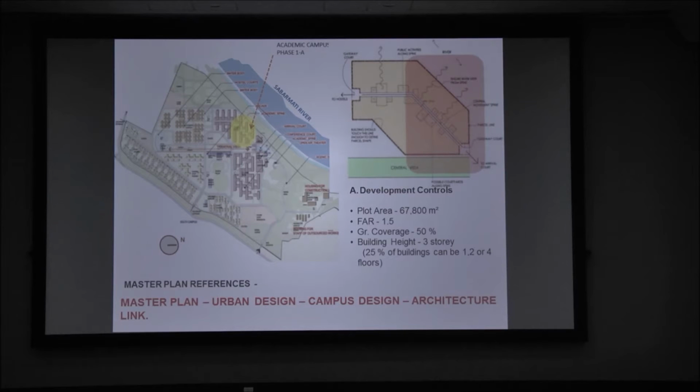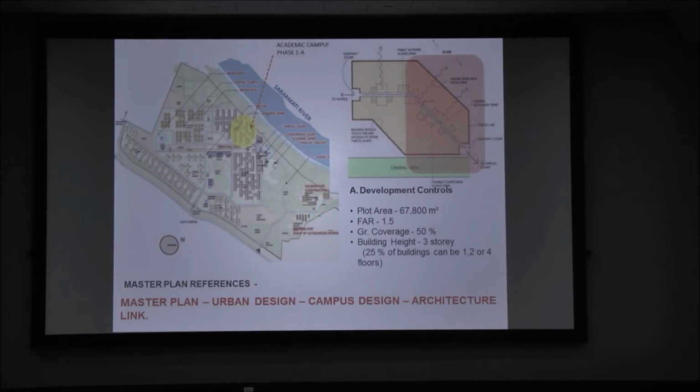Now this starts with a master plan, which has an excellent approach toward master planning, urban design, campus design, and then architecture. There are minimal controls in the master plan, which gives maximum freedom to any architect who wishes to work on it. There are organized open spaces, organized linkages, organized movement, and maximum freedom to the architect. And probably that is what architects look for.